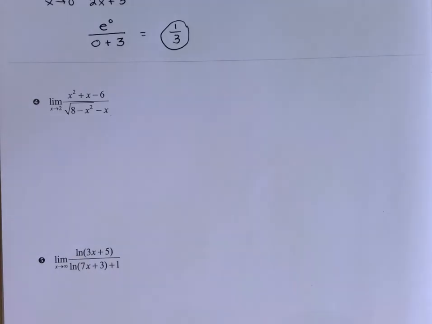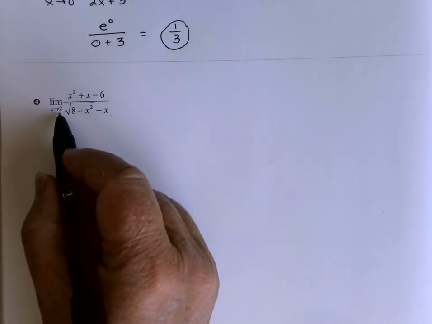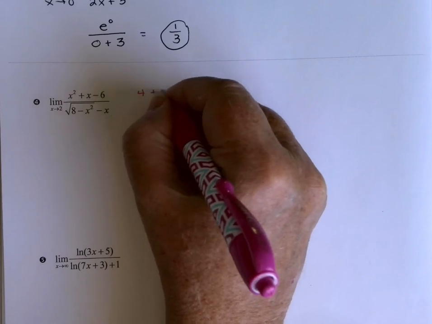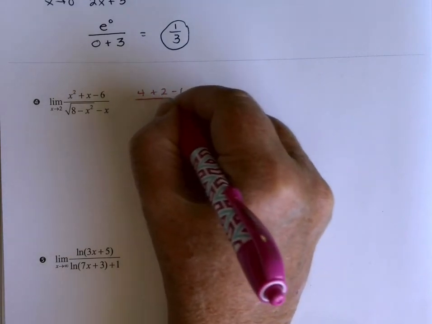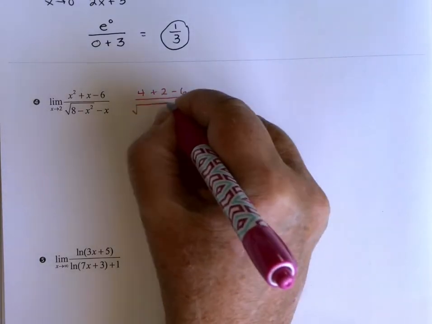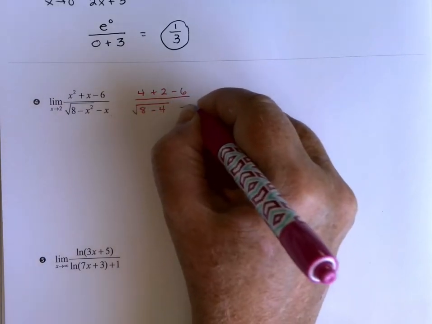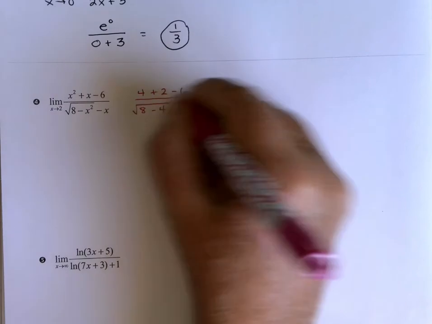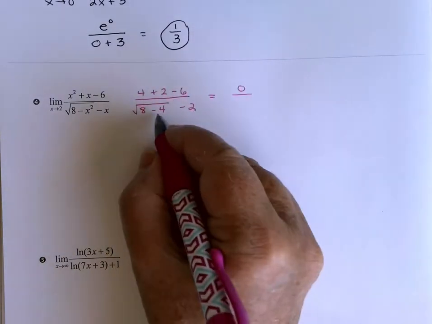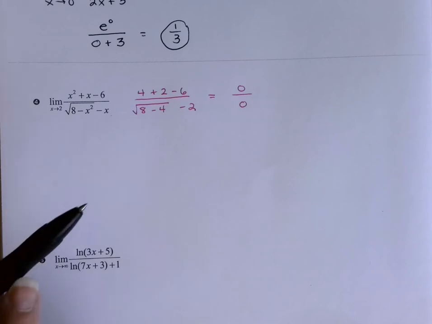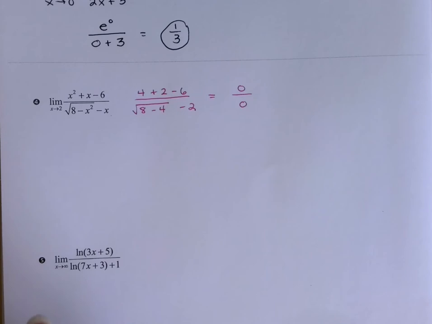In number 4, as x approaches 2, the top would be 4 plus 2 minus 6. The bottom would be the square root of 8 minus 4, and then minus 2. 0 on the top. Square root of 4 minus 2 is 0 on the bottom. So yes, I do have the indeterminate form 0 over 0, and L'Hopital's rule does apply.